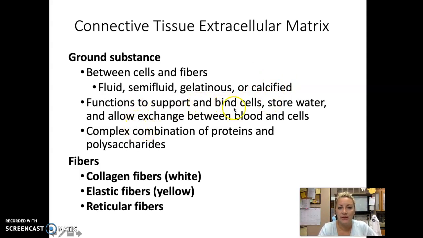What can it do? It can support cells, it can bind them together, it can store water. And then what is it made of? It's made of proteins and complex sugars, polysaccharides. Then you have the fibers that are surrounding in there. Reticular fibers you're going to hear a lot. That's going to be identified in a lot of different images. And then collagen fibers, it'll be collagen if it is white. If it's an elastic fiber, it'll be yellow.